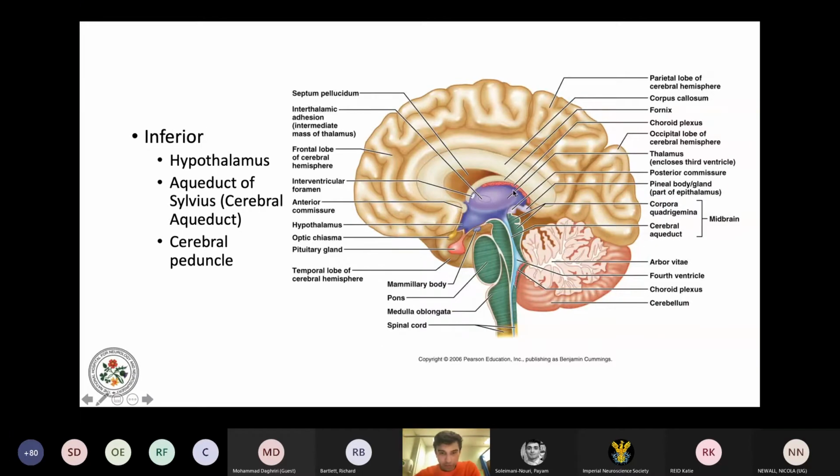Now, what is below the thalamus? Thalamus is here. Ignore all of these pieces of text. Again, another part of the ventricular system, the aqueduct of Sylvius, is just below the thalamus. We've got the cerebral peduncle. And as you'd expect from the name, the hypothalamus, just underneath the thalamus.